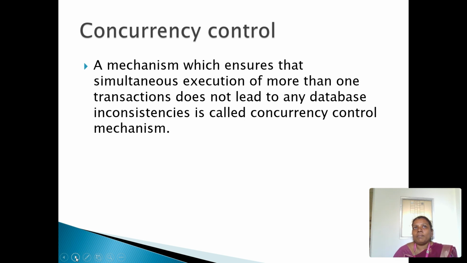Normally, when multiple transactions are executed concurrently, it leads to inconsistencies in the database. So we need proper concurrency control mechanisms to maintain the consistency of the database. The concurrency control mechanism ensures that simultaneous execution of more than one transaction does not lead to any database inconsistencies.